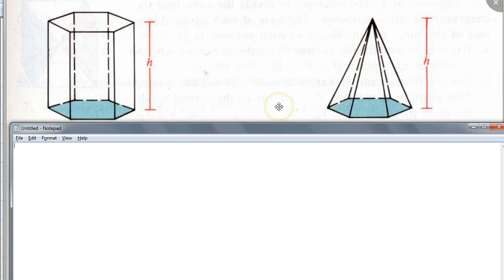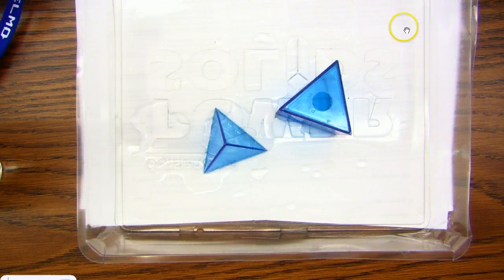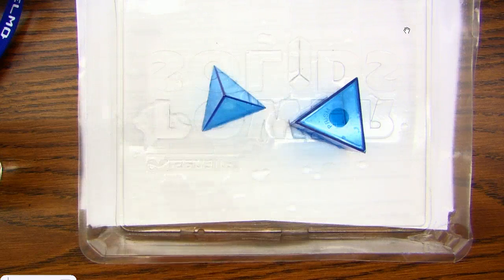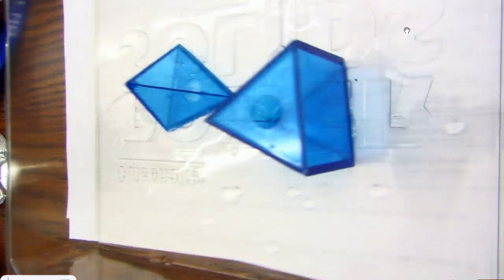Okay, let's take a look at this. Hold on. Take a look at what I have, guys. What do you see? Two shapes. A prism and a pyramid. There you go. So look, if I do this, you can see it better, right? One of them is a prism, the other is a pyramid.